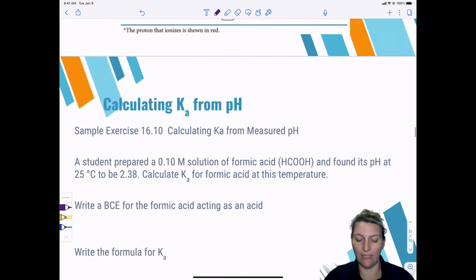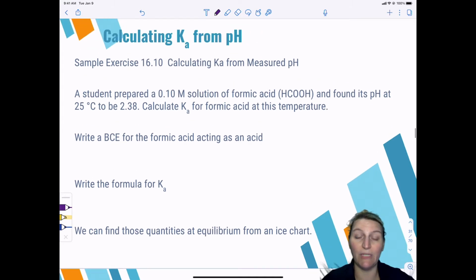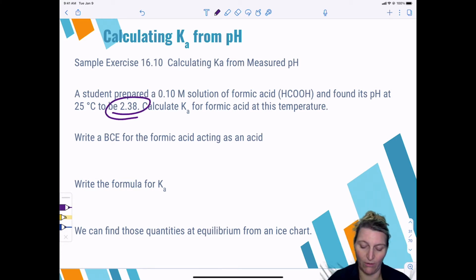And so we're going to go through some sample calculations. The first one is calculating Ka from pH. It says a student prepared a 0.1 molar solution of formic acid and found its pH to be 2.38. Calculate the Ka at this temperature. Remember, temperature is going to change the equilibrium constants.